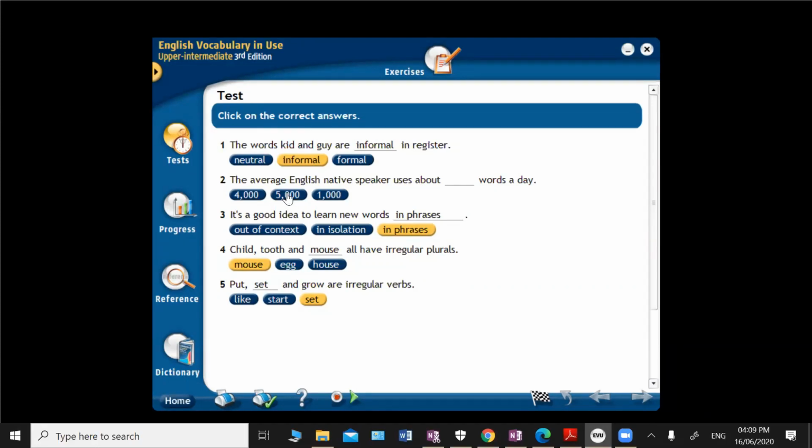This is a kind of assessment. Whatever we have studied, we know. So first, informal, 2, 5,000, 3 phrases, 4 mouse, 5 set. Again, it's removing, and we cannot check the answers. Okay. So this was our today's session. I'll be closing this part.